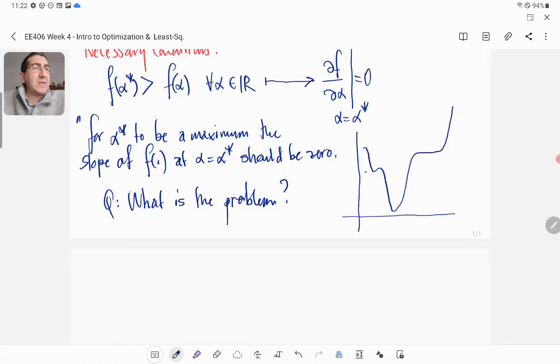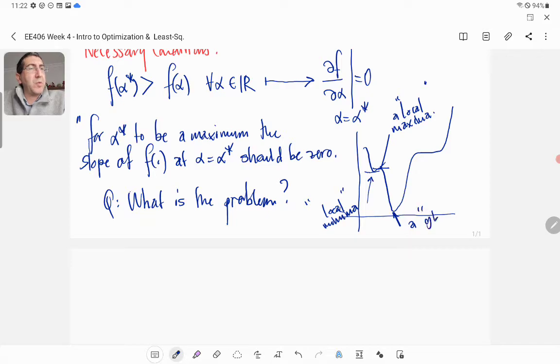Now you see that there is a minima here. This is called a local minima. Here you see that you have, again, a local maxima. Here you have a so-called global minimum. Here you see that there is a so-called saddle point.